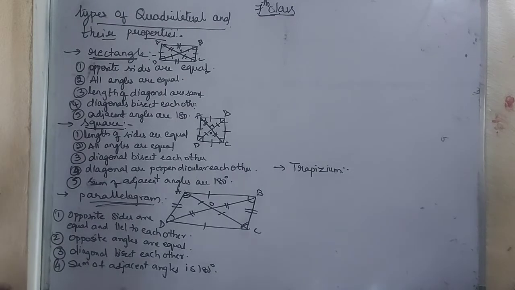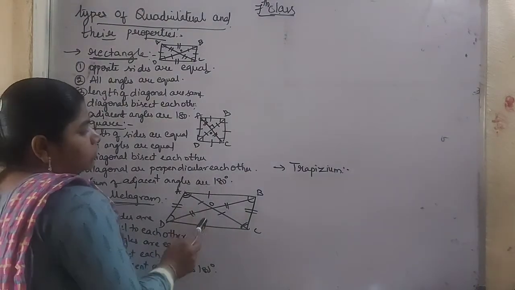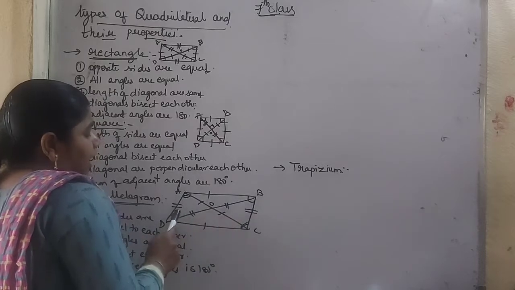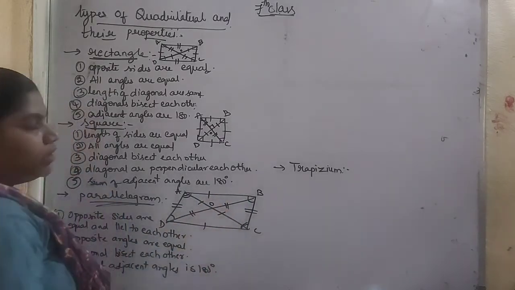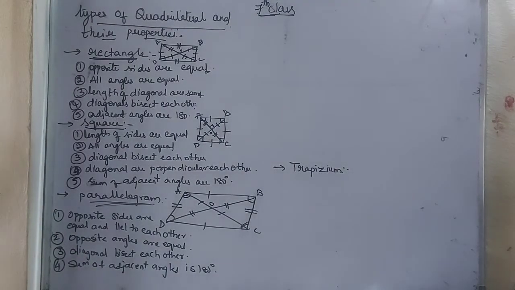So what are the properties? Opposite sides are equal and also they are parallel to each other, and opposite angles will be equal. Diagonals bisect each other. So these are the properties of parallelogram.